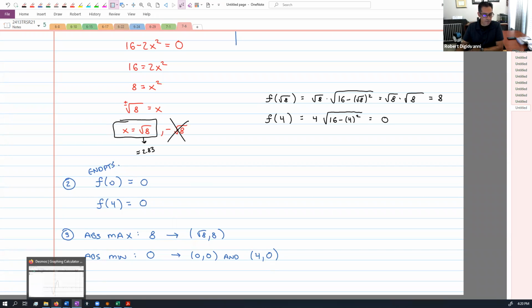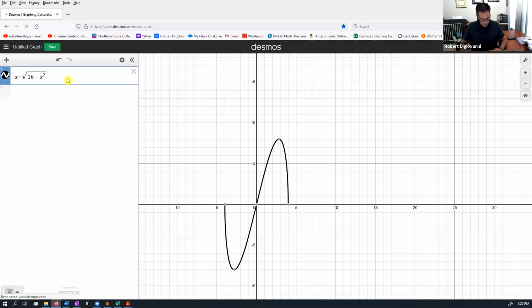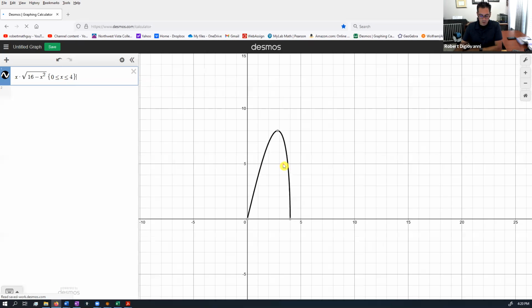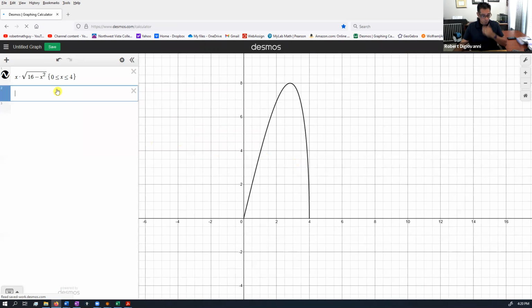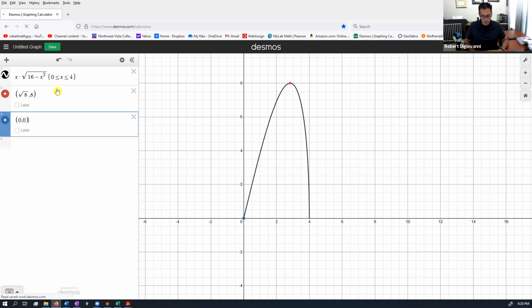Let's go back and take a look at the graph. Here was the graph, but I only wanted to look at it between 0 and 4. If you look at this graph between 0 and 4, we found an absolute maximum at the point square root of 8, 8, and minimums at 0, 0, and 4, 0. I hope you can see that our max, that red point, is root 8, 8, and the minimums are here at 0 and 4.